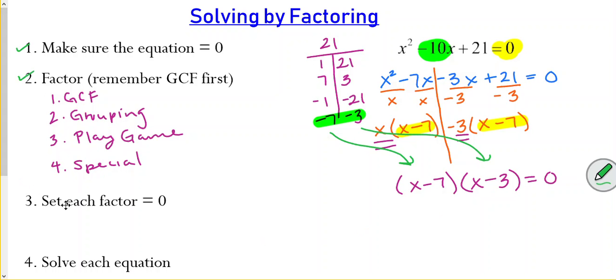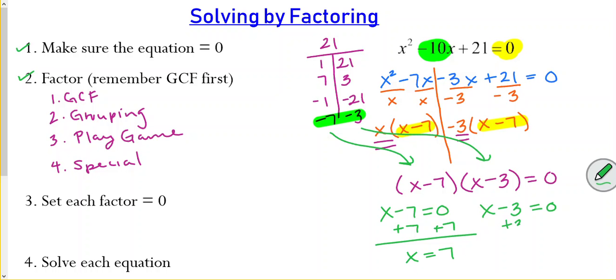Now step 3, set each factor equal to 0. Each parenthesis is a factor. So we're going to say x minus 7 equals 0 and x minus 3 equals 0. And then we just need to solve. So we would add 7 and get x to equal 7, add 3, and we get x to equal 3. So there are my 2 answers for this problem.